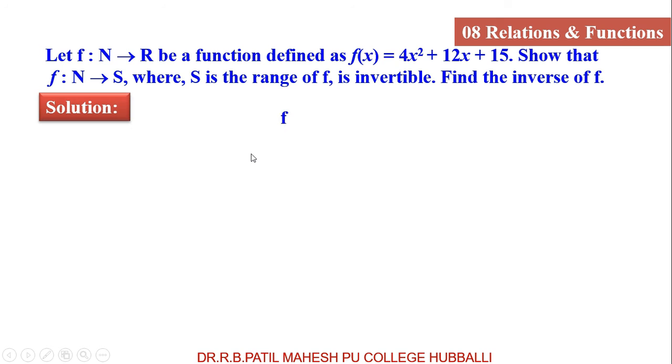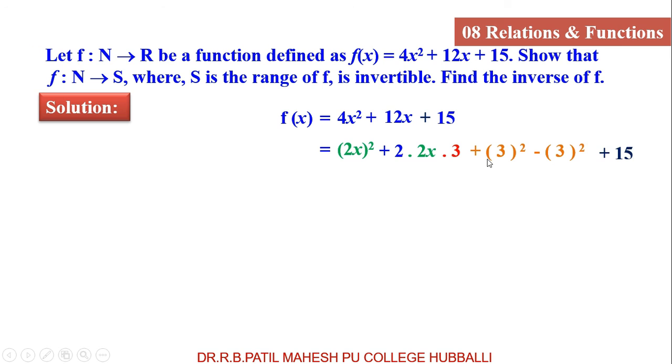So, solution of the question: let me take f of x equal to 4x square plus 12x plus 15. Like the previous example, we'll take (a plus b) the whole square and solve it. 4x square can be written as (2x) the whole square plus 12x. I will write it as 2 into 2x into 3, so that we get 12x. Here b value is 3, so plus 3 square minus 3 square, and plus 15.